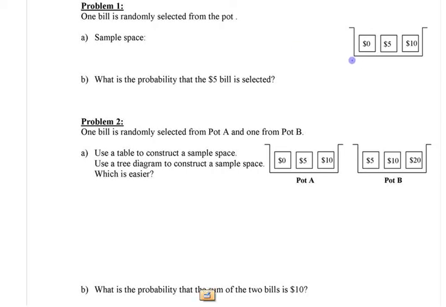So hopefully you had a chance to look at those two anyways. The first one, where you're just doing one choice, the sample space is pretty much, that picture is good enough, right? But if you had to write the sample space, there's three outcomes, 0 or 5 or 10. Three outcomes, okay, in total.